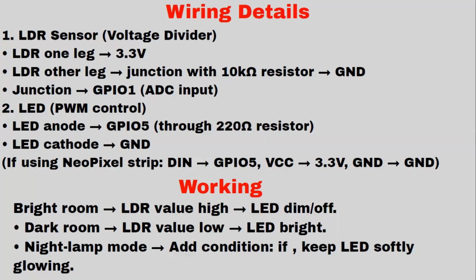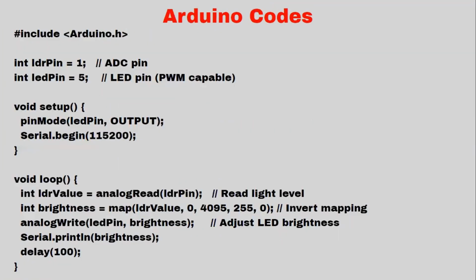Night lamp mode: add a condition to keep the LED softly glowing. PWM is nothing but it will gradually go up according to the adjustment of the light. All right, so this is a simple project. The Arduino code I have given it here. There is not very much code.